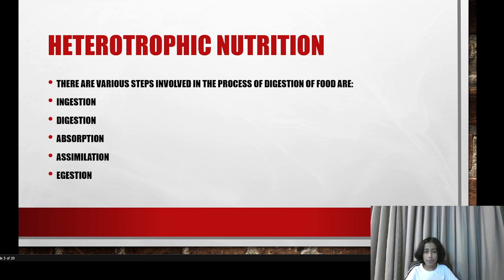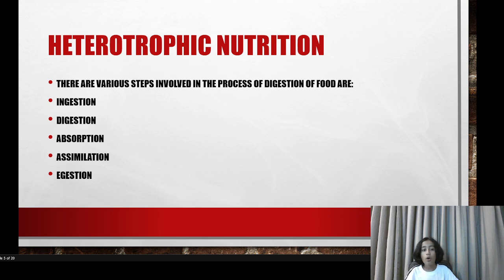The various steps involved in the process of digestion are: ingestion. Ingestion is when we take in the food inside our body, when it goes in our mouth, and when we start chewing, when the salivary glands produce saliva. That process is called ingestion. Digestion is when the food that we are eating is converted into a simpler and soluble substance.